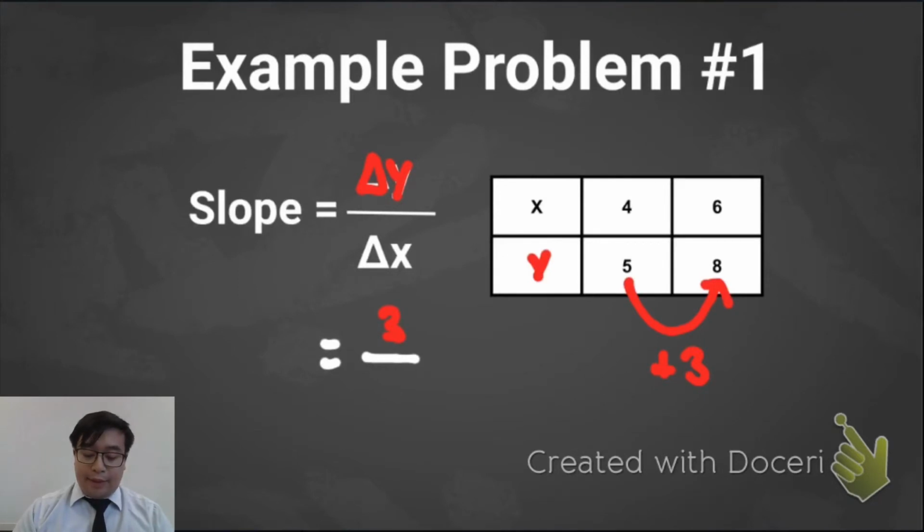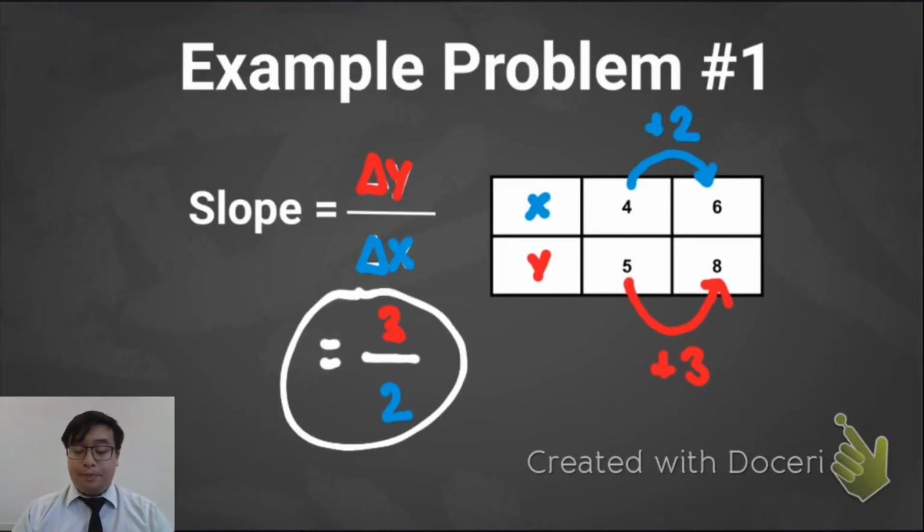Now let's look for my change in x. I'm going to use blue to represent my change in x. And I know that my x values are located in the top row. So I'm comparing the 4 and the 6. How do I get from 4 all the way to 6? Well, that's a change of plus 2. So I know that my change in x is 2. So the slope for this table is going to be 3 over 2.